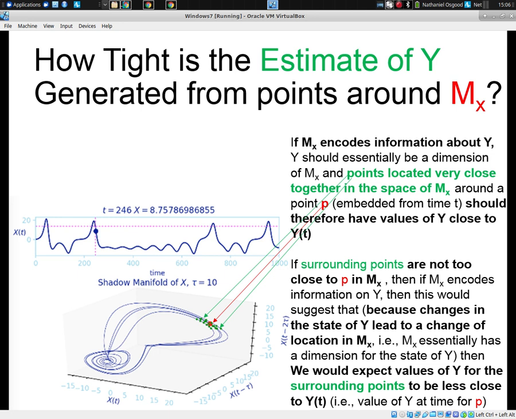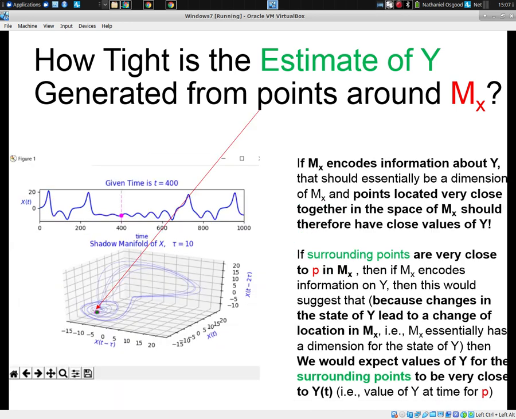I will further note that the closest points to this red dot in state space may have values of x of t that are different from this one. So the closest value in state space may be very close in this axis of x of t minus tau, but further away from x of t. And so that would be close in state space, but it won't necessarily be super close in the value of x of t. So if y is merely correlated with x, it may not have that similar value for y. Okay, so let's further explore this point.